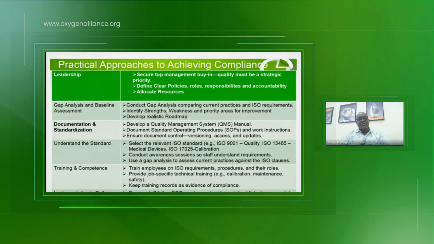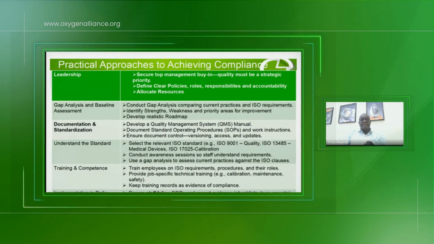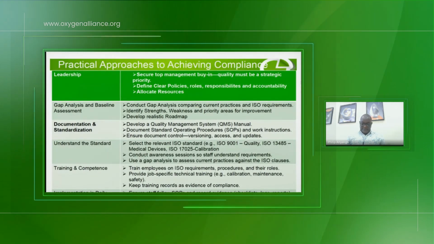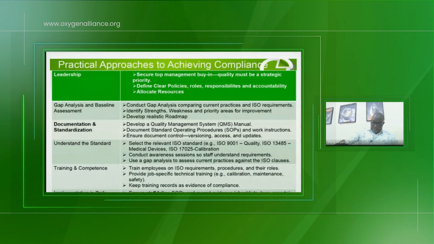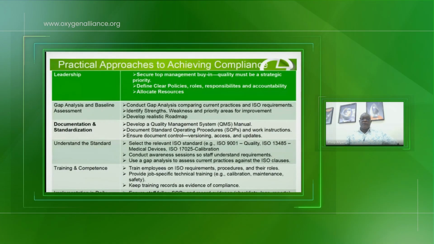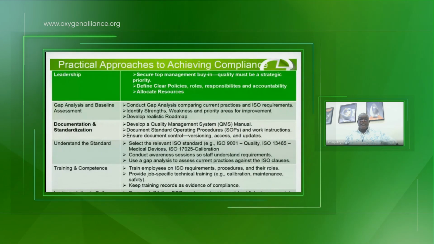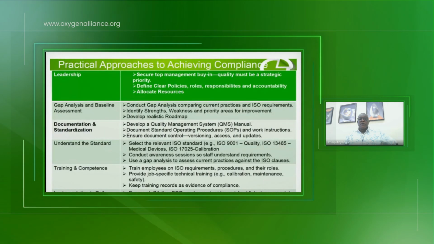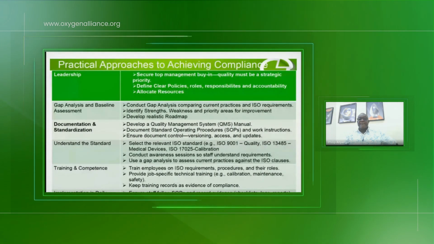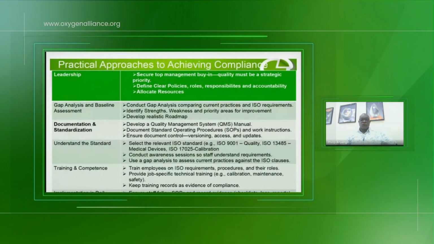Documentation and standardization: we develop a quality management system. The quality management system serves as a guide that outlines the organization's quality policies and objectives, and also responsibilities. You ensure document control, versioning, access, and update. Document control: if you develop an SOP, it also has a control number.